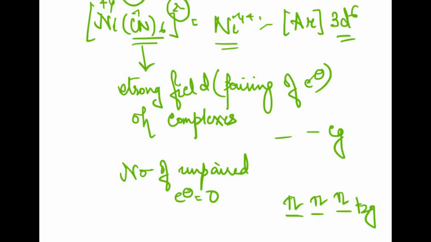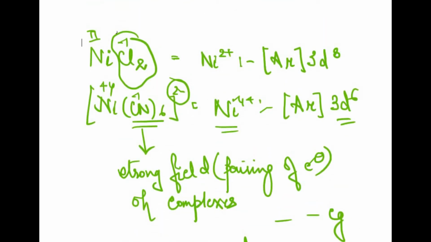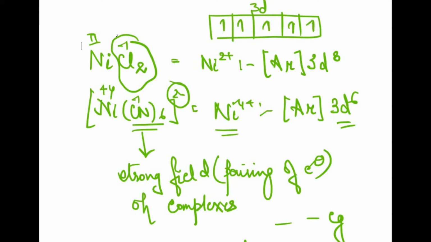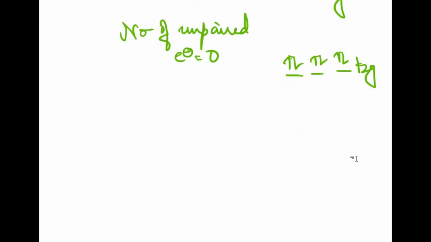And for NiCl2, the number of unpaired electrons would be? Since this is not a tetrahedral or octahedral species, we'll just do it according to our 3d diagram. If this is the 3d representation containing 5 orbitals, we fill 1, 2, 3, 4, 5, 6, 7 and 8. So the number of unpaired electrons is 2. Your answer would be 2 for NiCl2 and 0 for [Ni(CN)6]2-. Moving to the next question.